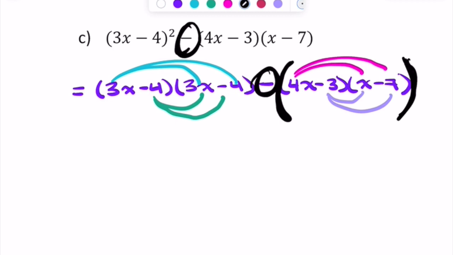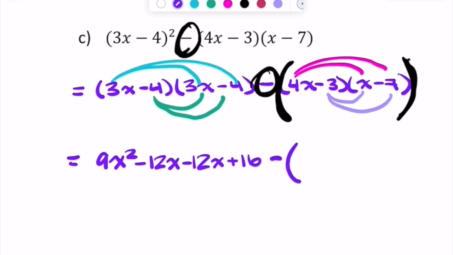And yes, I have to show that as 2 separate steps. So I'm going to go ahead and do that. So blues first, 3x and 3x gives me 9x squared. 3x and -4 gives me -12x. -4 and 3x gives me -12x again. And -4 and -4 give me a +16.